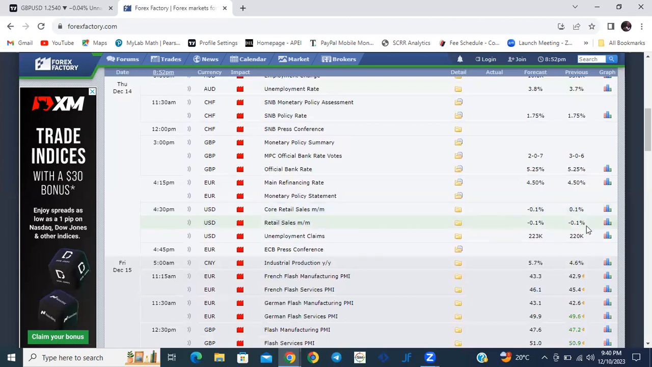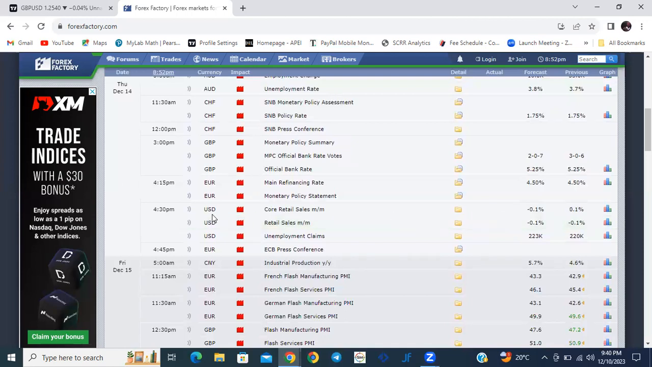Then we have retail sales. This one, they are projecting to be constant. But if there is a decrease, again, it becomes negative news for USD. So remember, with the news, we wait for the actuals, so that we can know whether the news will be positive or negative for the currency.